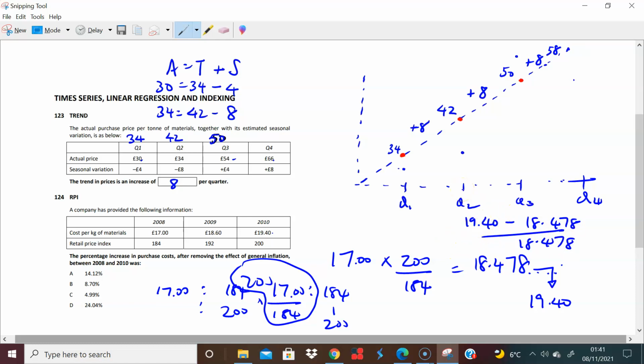So when you do that, 19.40 minus 18.478 is 0.92, over 18.478 times 100%, you get 4.99%. So that's the increase in purchase costs that are unique to that industry or to that product that had nothing to do with inflation. So the first point was to deal with inflation, get there, and then assess the remaining. Okay.